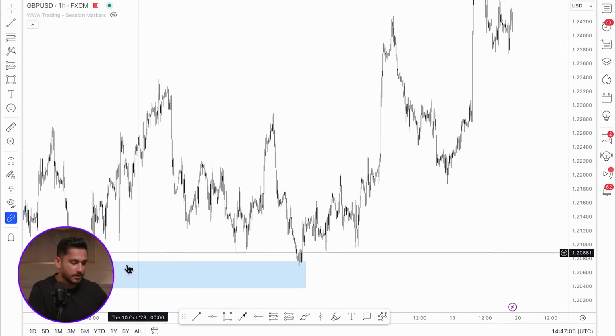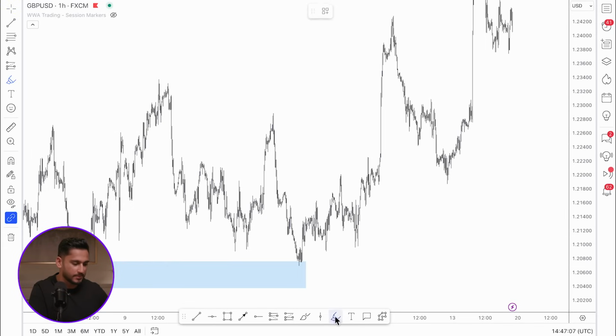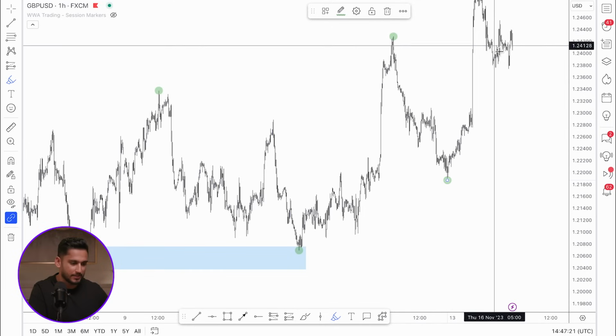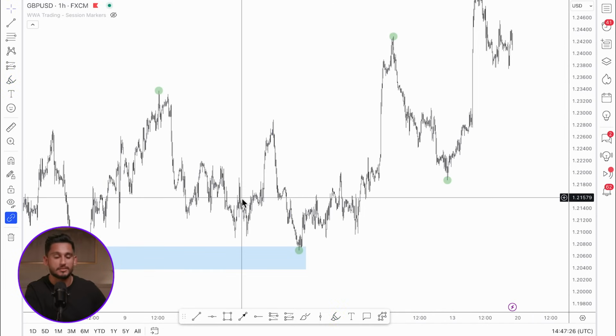So first of all, we have a demand level that led to this high. So let's actually mark that out. We had a demand level leading to this high. We had a higher low. Then we continued to make a higher high and higher low, and then continuing to make a higher high. Now let's actually look into the details of this.